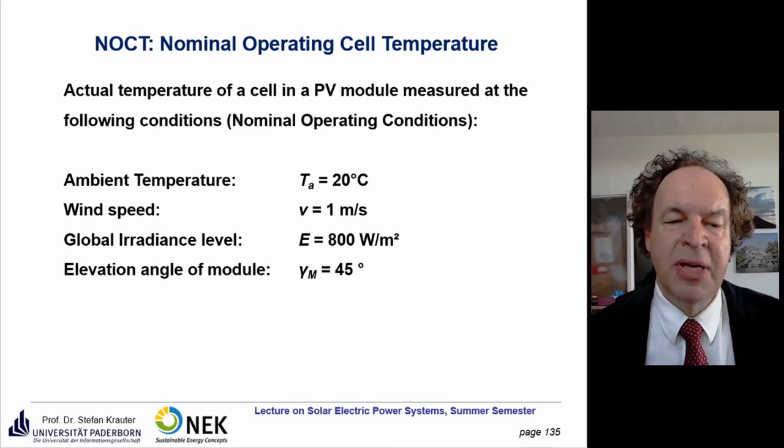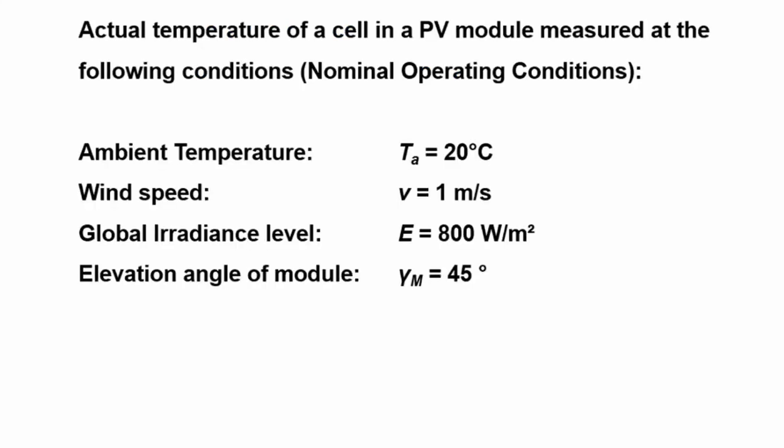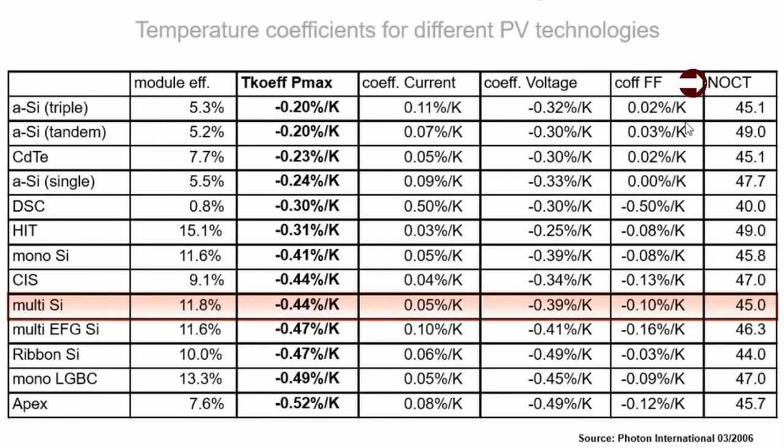Why is it relevant? Because the convection on the module, which determines the temperature, depends very much on the elevation angle of the module. If you have a flat, non-inclined module, then the convection is hindered and temperatures are usually higher. At 45 degrees, convection is quite good. Under these conditions, you measure the temperature of the solar cell, not only in the lab, but you can do outdoor measurements. And this is the NOCT, the nominal operating cell temperature, as you see here on this graph. For the example of the multicrystalline solar cell, it's about 45 degrees Celsius.